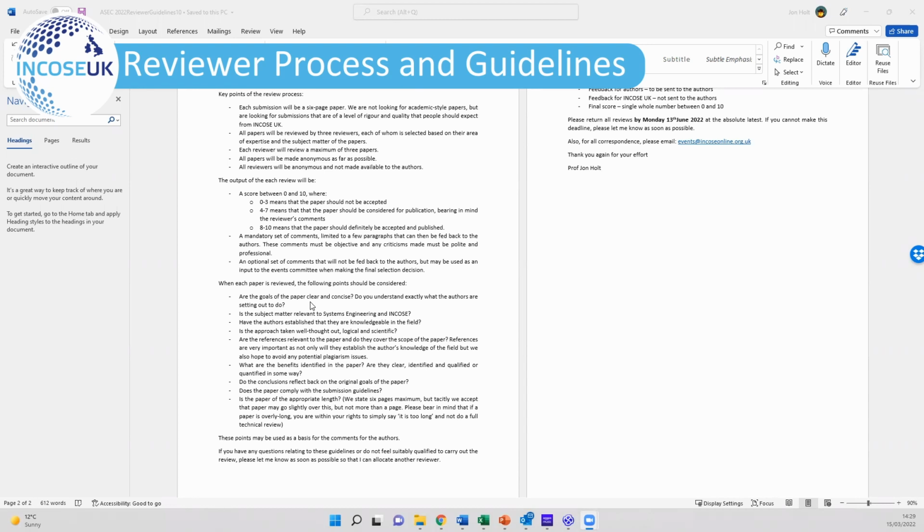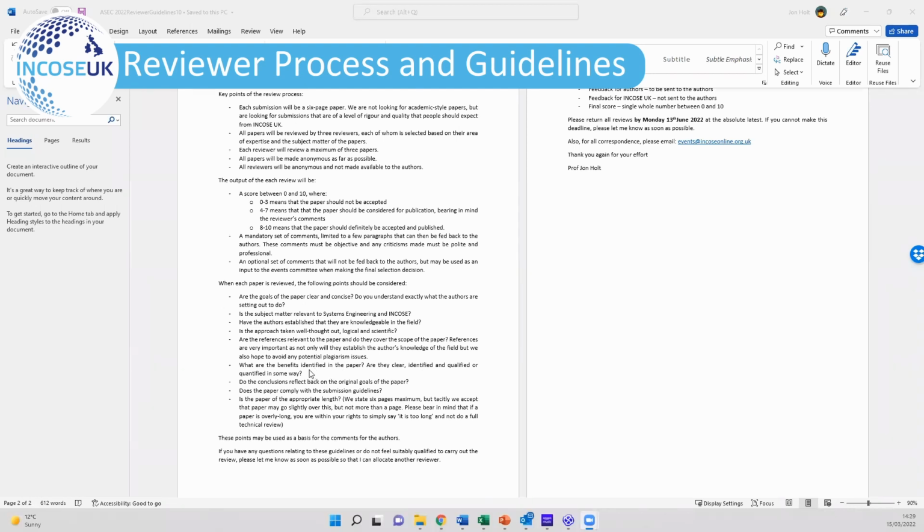The next point relates to the references that we mentioned earlier. Are the references relevant to the paper, and do they cover the scope of the paper? So again, they will help to establish the previous point about whether the authors are knowledgeable in the field, but it will also help us avoid any potential issues like plagiarism or so on.